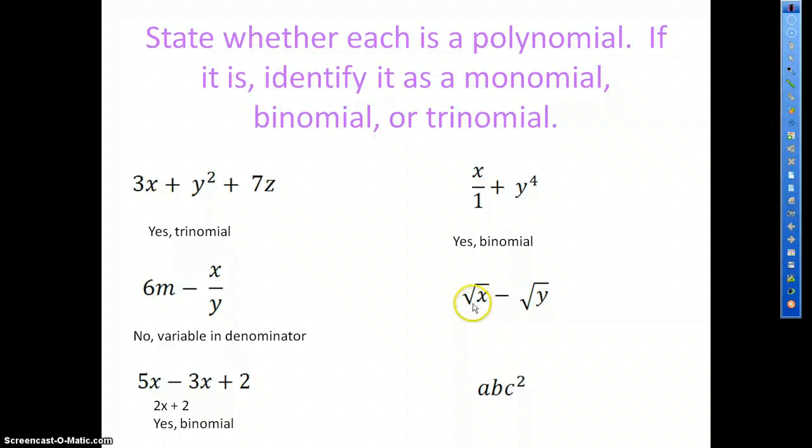How about this one? You've got the square root of x minus the square root of y. No. Once again, we said that rule, you cannot have a variable in the radical, or in the square root. And then the last one, yes, it's a polynomial. It's a monomial. It's one term, a and b and c raised to the second power. Remember, these are products of variables here, so it's considered a monomial.